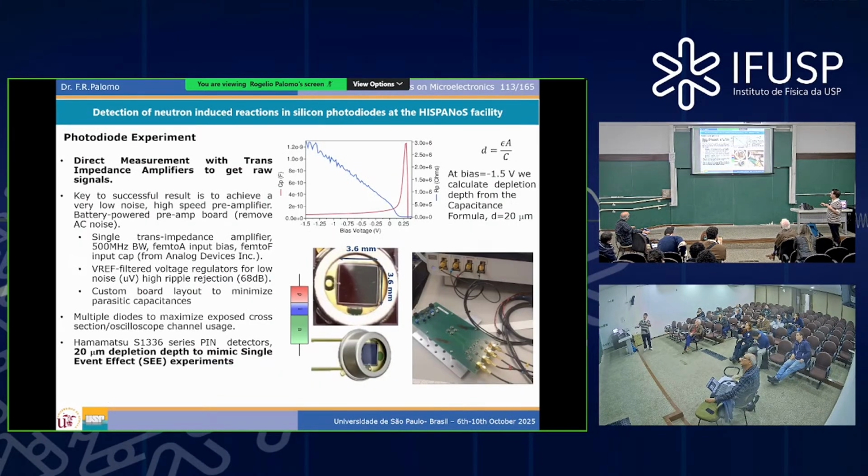This is the target, okay? There were PIN detectors from Hamamatsu, very important, very thin, 20 micrometers. They are commercial, not very cheap, but they are commercial. So we designed a PCB with the signal conditioning here. Those are not charge-sensitive amplifiers. Those are current amplifiers. We were interested in capturing the real signal, not the signal after processing in the electronics.